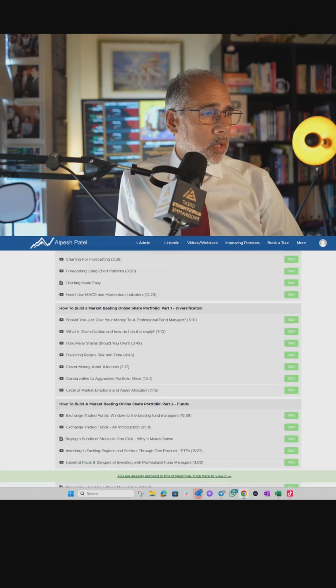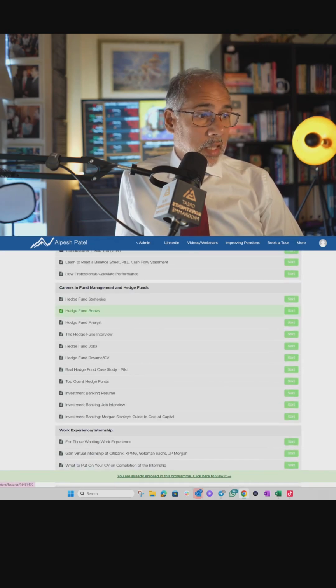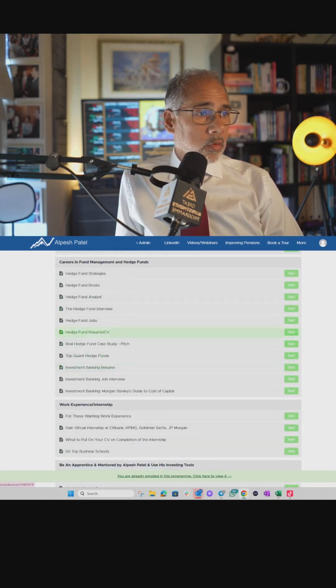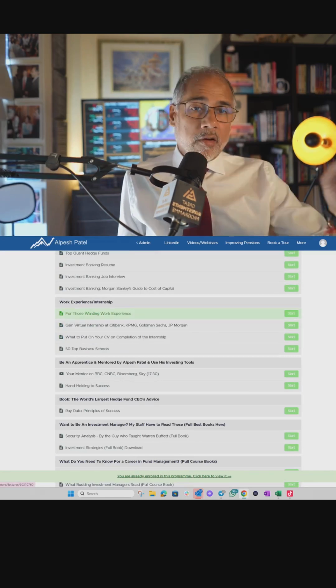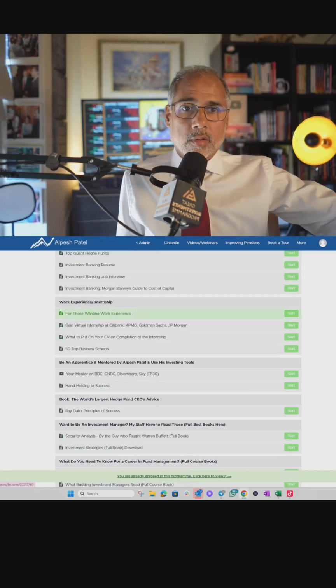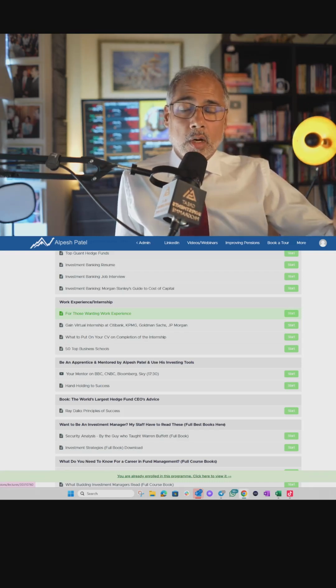How to build an online portfolio, diversification, picking brokers. It's quite a lot of stuff, by the way. Top quant funds, hedge fund CVs. So we've got actual CVs we show you, so you can see what your CV should look like. Hedge fund interview, hedge fund analyst, hedge fund books, hedge fund strategies, if you wanted to be in that. Investment banking resume, investment banking job interview. And I have personally created this myself. Okay, so your education will be structured and it's all free. All right, it's all free.